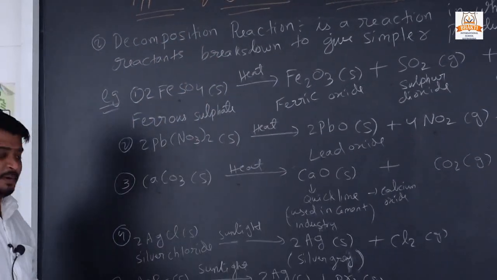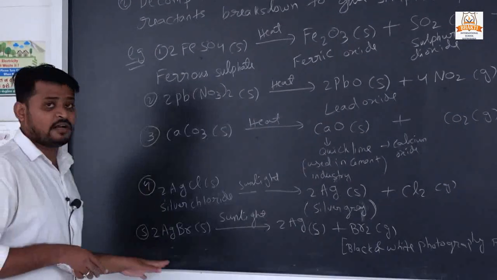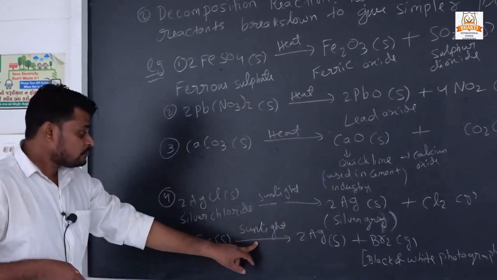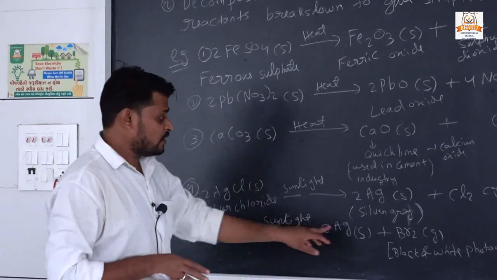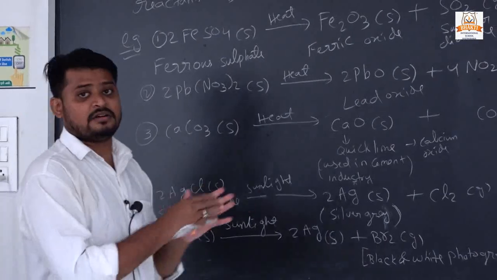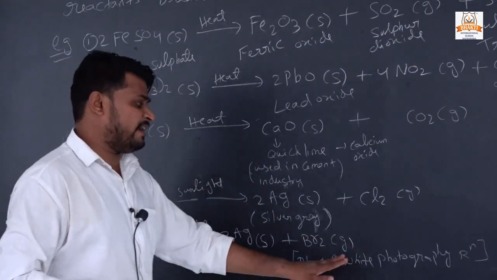And the last example is AgBr, silver bromide. It also reacts in sunlight. When it gets sunlight, Ag and Br are separated. Br2 is used in black and white photography.